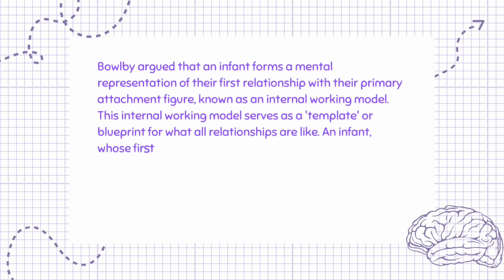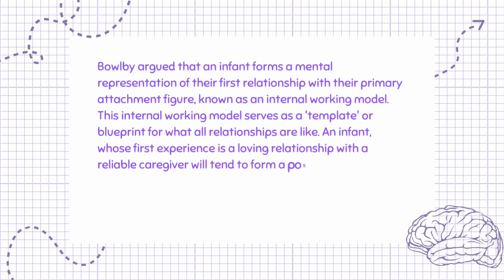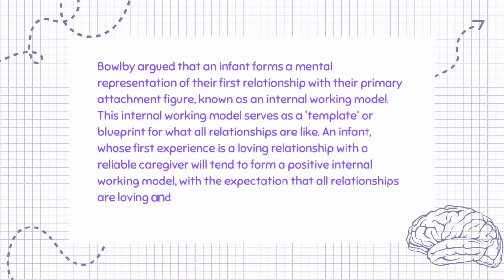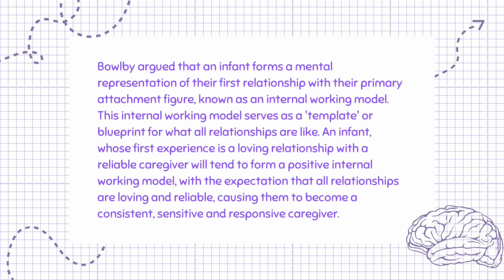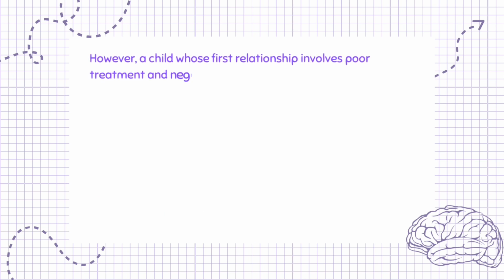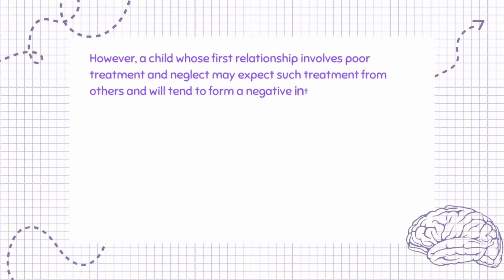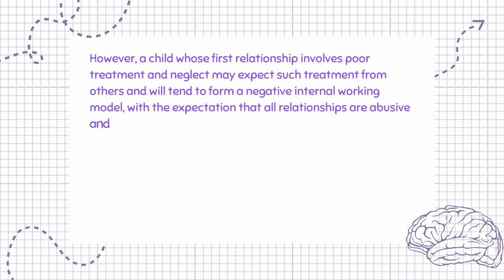An infant whose first experience is a loving relationship with a reliable caregiver will tend to form a positive internal working model, with the expectation that all relationships are loving and reliable, causing them to become a consistent, sensitive, and responsive caregiver. However, a child whose first relationship involves poor treatment and neglect may expect such treatment from others and will tend to form a negative internal working model, with the expectation that all relationships are abusive and harmful, causing them to become an inconsistent and neglectful caregiver.